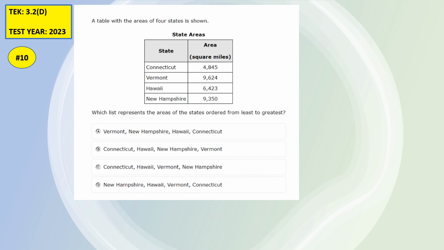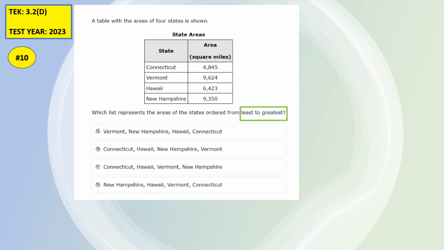Now let's work on our solution. It says a table with the areas of 4 states is shown. So we have the 4 states here, and we have the areas. Now it says which list represents the areas of the states ordered from least to greatest. That's the important part. So we have to list the numbers from least, which is the smallest number, to greatest, which is the largest number.